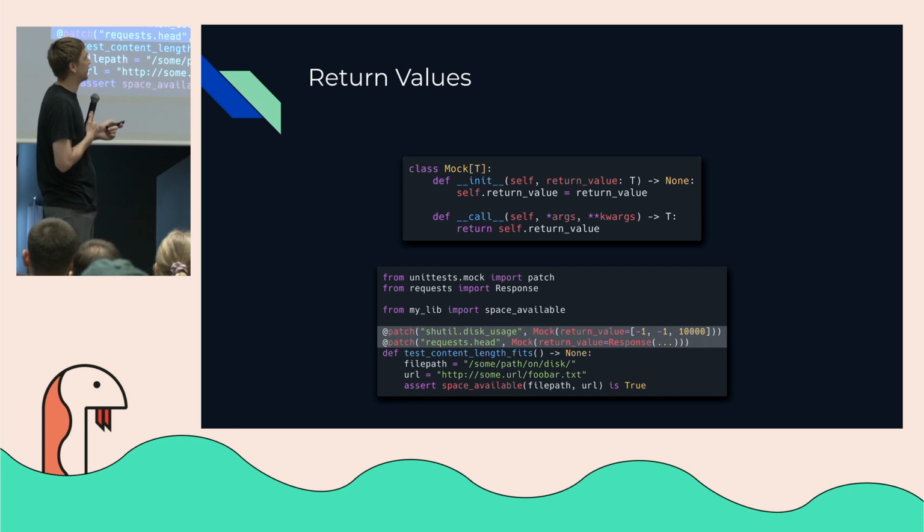This function returns a tuple of 3 integers. For the scope of our test, we only care about the third one, which is the amount of space on the disk that is in that path. So this path is on some partition, and that partition has 10,000 bytes remaining on it. By providing the return value, we take this mock and put it in the disk usage place. In the util namespace, we assign disk usage to this mock. This mock then gets called and returns the value we provided when we constructed it.